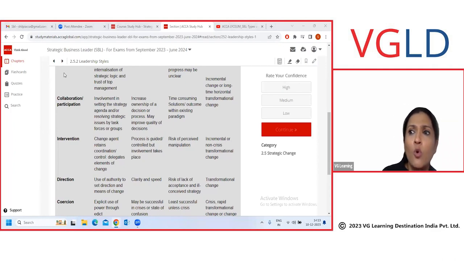Why? Because in the question, you could be asked to identify the leadership style being used. And if it's not the best style, which one do you really recommend the organization to use? So from that perspective, you should be able to identify these leadership styles. Quickly read through, guys. Ask if you have any doubts here.